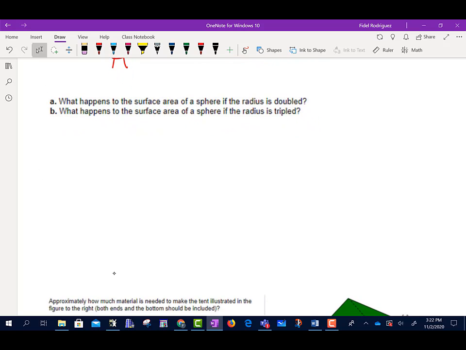Right. So the next question says, what happens to the surface area of a sphere if the radius is doubled? Okay, so let's see if we can figure this out. Remember, my formula for surface area is 4 pi r squared. And what we're trying to figure out is what happens if we double the radius.